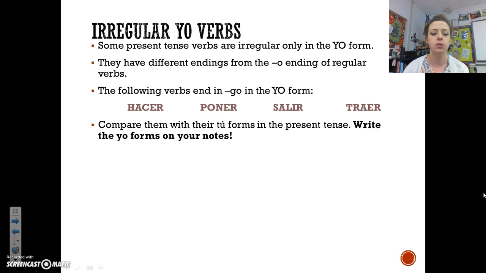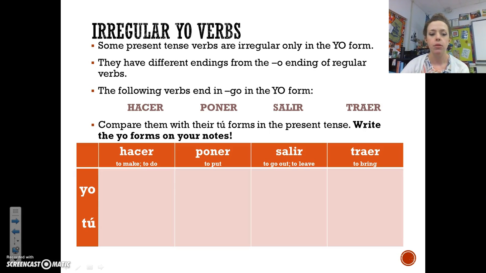Let's compare them to their tú forms in order to see how they're irregular. So I put this chart here. On the top, we have all of those infinitives, and then I have tú and yo, okay, so you can see the difference between the two. Okay, so hacer means to make or to do. The yo form of hacer is hago, and then the tú form is haces.